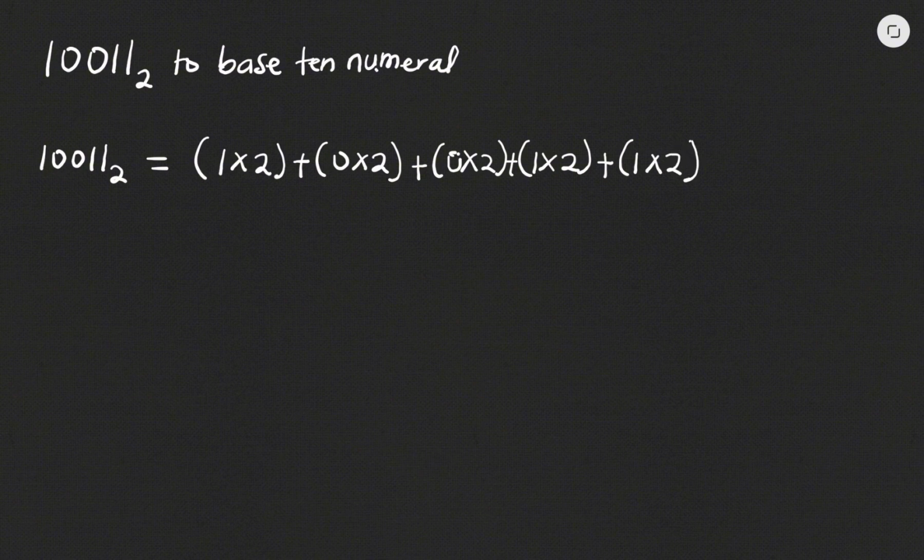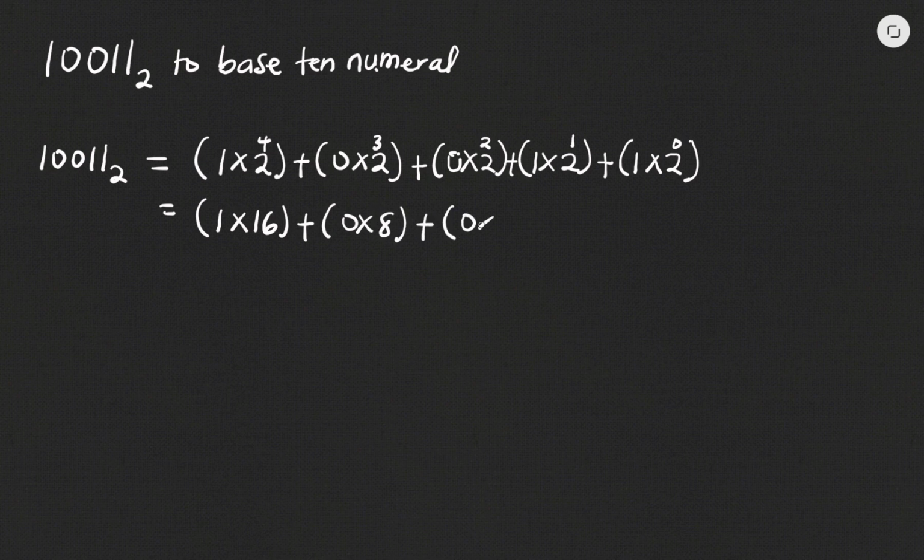So we start giving powers to the base from the left to the right. So we have 0, 1, 2, 3, and 4. So I have here 1 multiplied by 2 raised to the power 4 is 16, plus 0 multiplied by 2 raised to the power 3 is 8, plus another 0 multiplied by 2 raised to the power 2, which is 4, plus 1 multiplied by 2 raised to the power 1, which is 2, plus 1 multiplied by 2 raised to the power 0, which is 1.